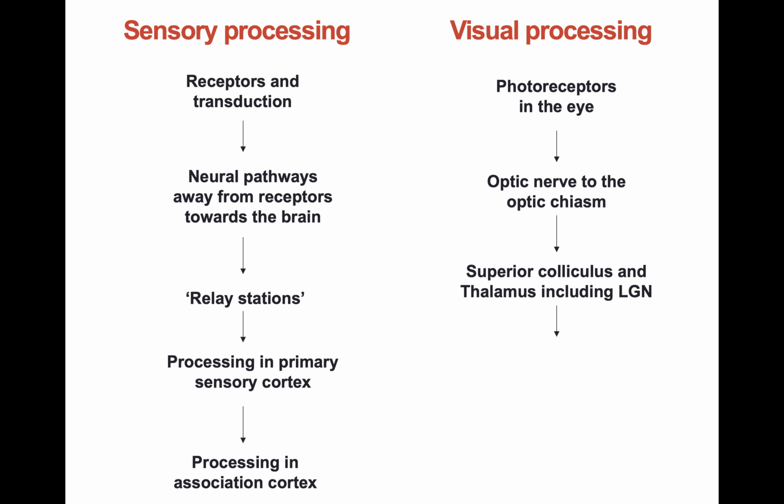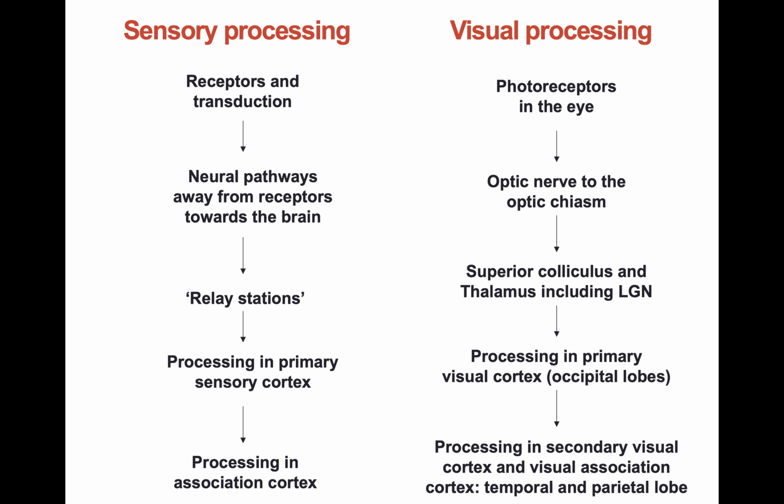Information from the left visual field will go to the right LGN, and information from the right visual field will go to the left LGN. This information is then passed on to the primary visual cortex. The information flows through a cortical hierarchy within the primary visual cortex. This information is then passed on to the secondary visual cortex and then to visual association cortex, which includes the temporal and parietal lobe.